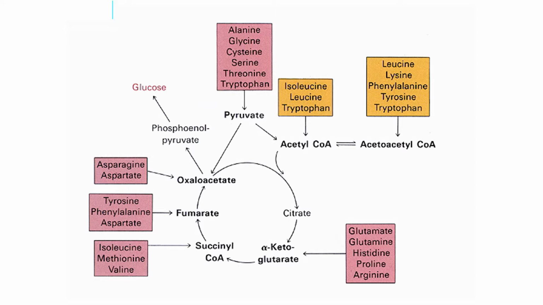We can use asparagine and aspartate, which we've already seen that reaction, to produce oxaloacetate. We've seen fumarate, as in the just previous slide, coming from tyrosine and phenylalanine. And you don't need to know what amino acids can be utilized, but know that they are utilized in such a way.